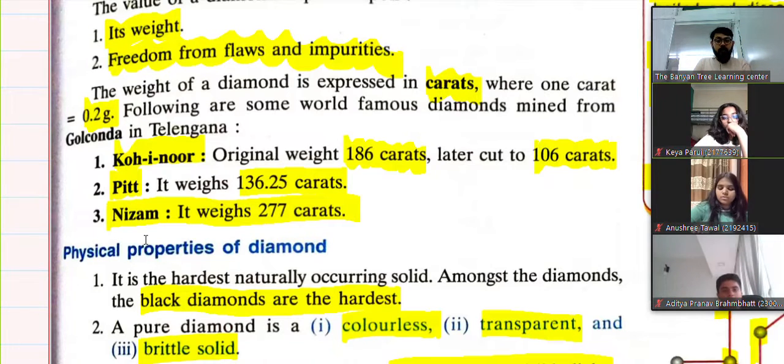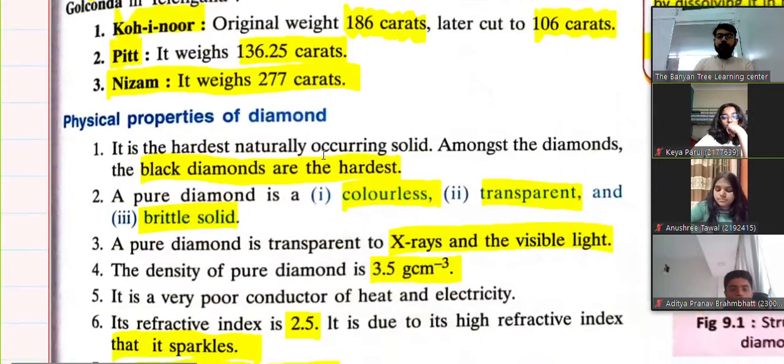Kohinoor's original weight was 186 carats, but it was later cut to 106 carats. Pitt, which weighed 136.02 carats, 136.25 carats, and Nizam, which weighs 277 carats.